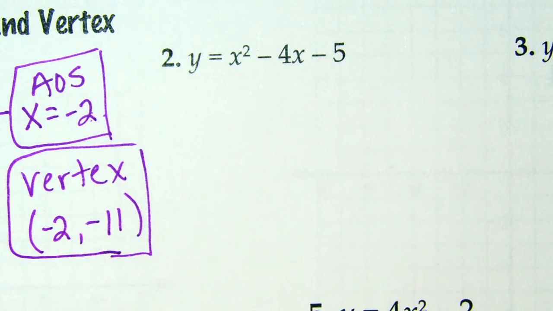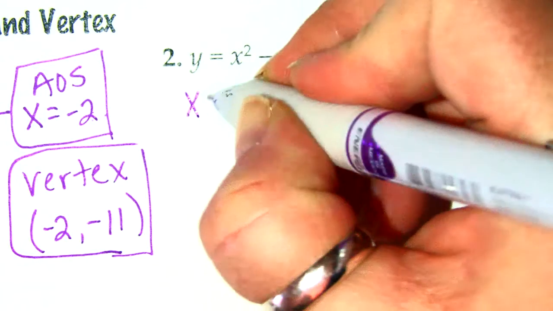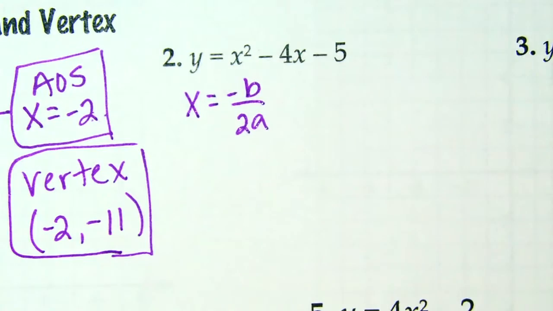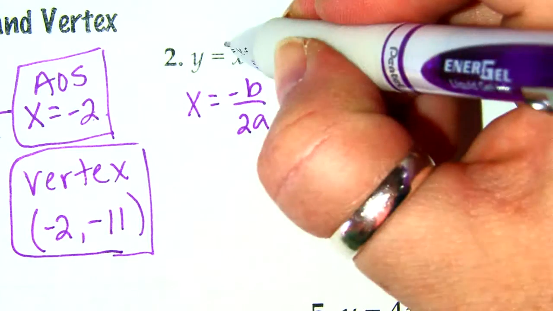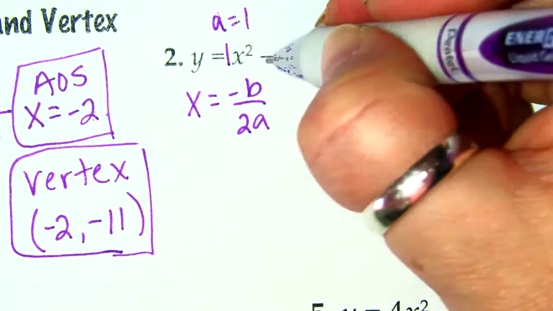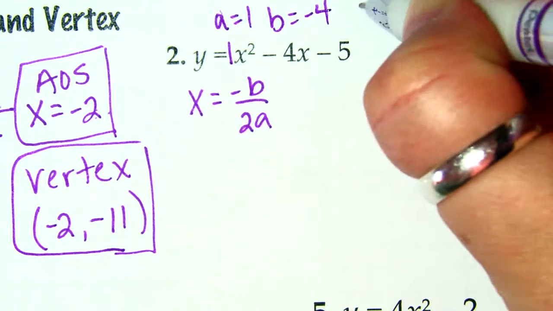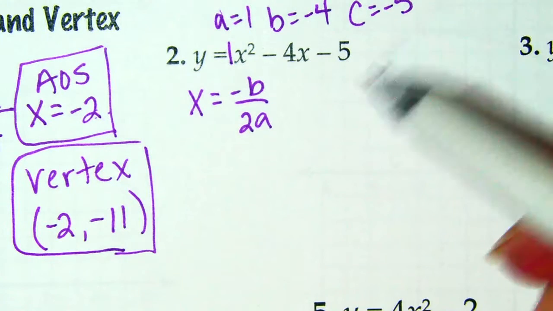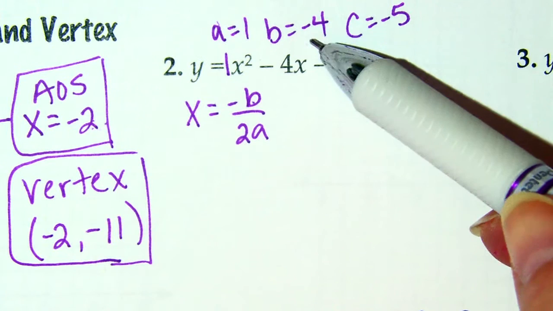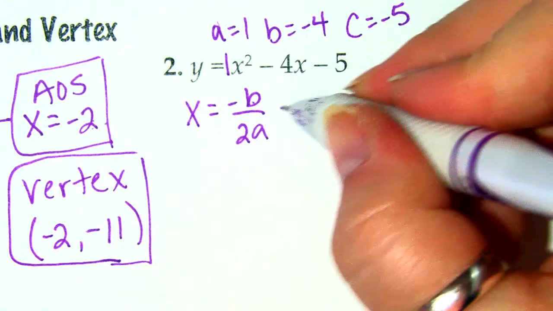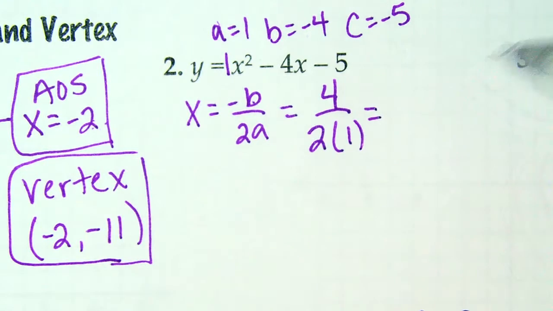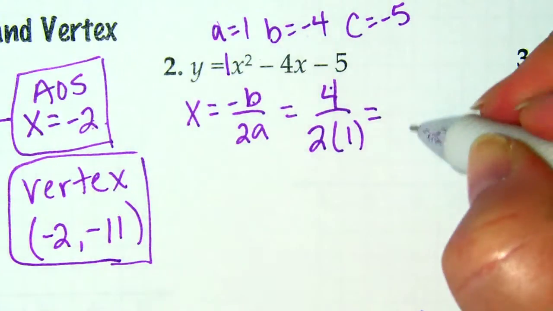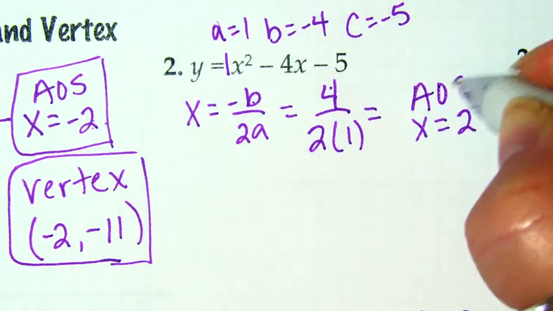Okay, let's try 2. So again, the first thing is to find the axis of symmetry. So that's this formula. The a is in front of x squared. Since there's not a number there, that's a 1. A is 1, b is negative 4, and c is negative 5. So when I plug in negative b, that's negative negative 4. So that's the opposite of negative 4, which is positive 4, over 2 times a, which is 1. So 4 over 2 is 2. So x equals 2. That's our axis of symmetry.